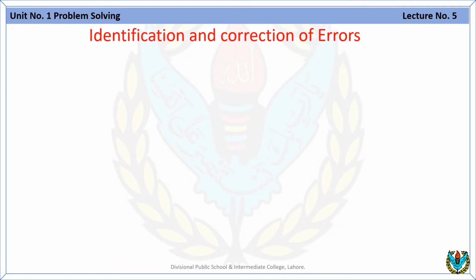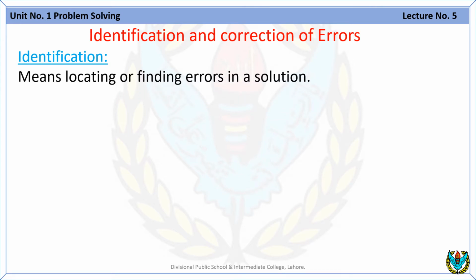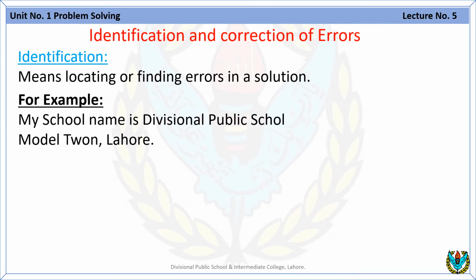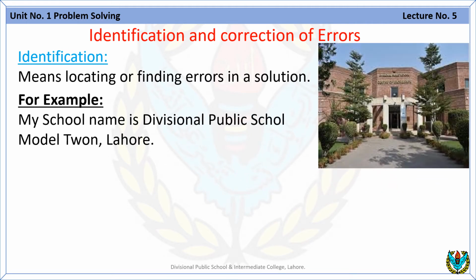Identification and correction of errors. Identification means locating or finding errors in a solution. For example, my school name is Divisional Public School, Model Town, Lahore. Students, carefully read this sentence and find any error or bug in it. Good, you got it. The spellings of school and town are incorrect. So it is an identification of errors.